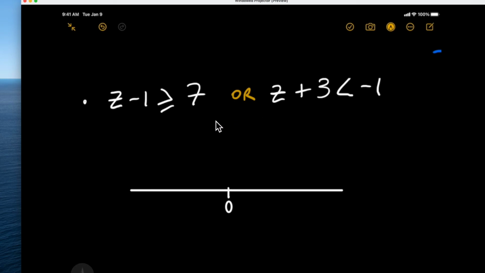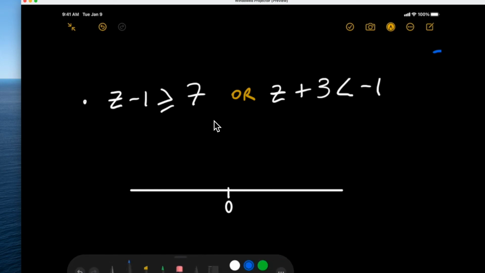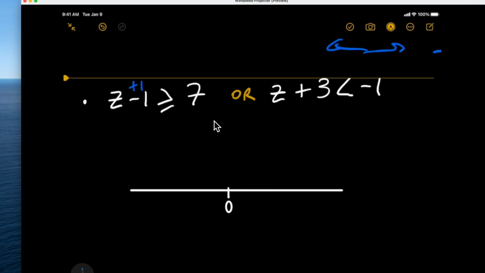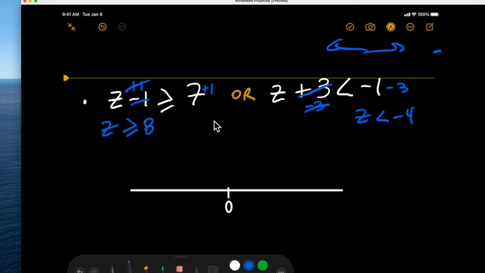So unless we see something atypical, we're going to expect two arrows going in different directions, just like oars in a boat, something like that. Okay, so here we go. Let's solve this side. Add 1 to both sides, and this cancels out. We have z greater than or equal to positive 8. Over here, we're going to subtract 3 from both sides, and we're going to have z is less than negative 4. Okay, so notice two things.